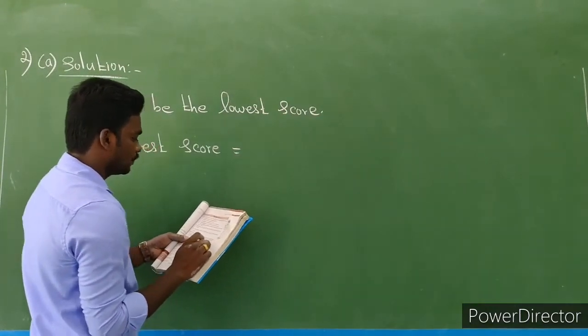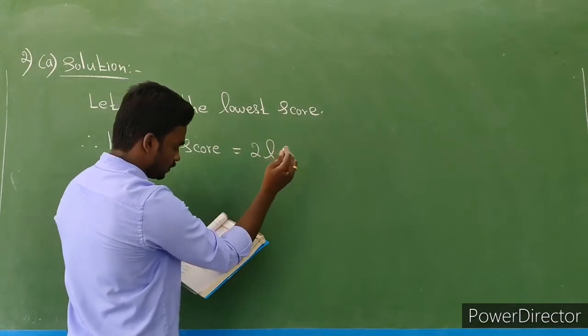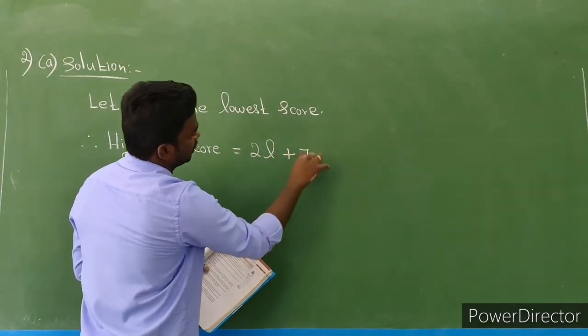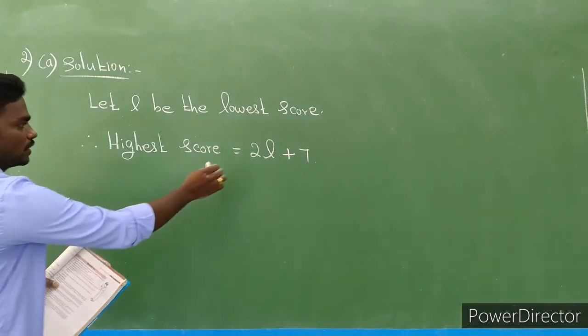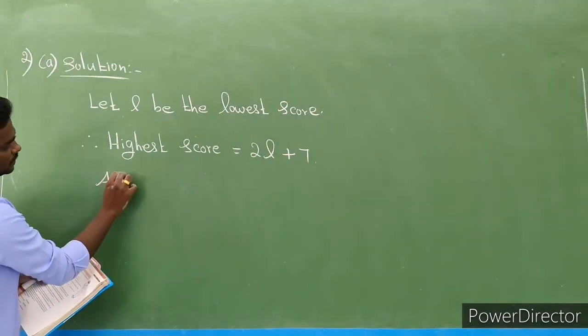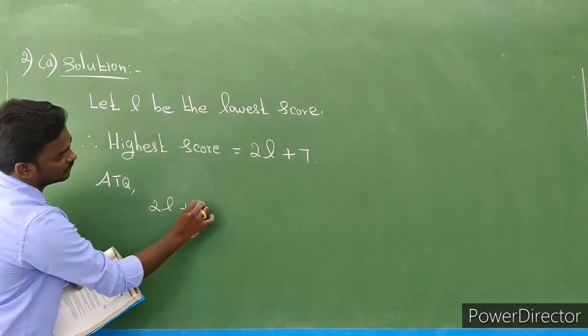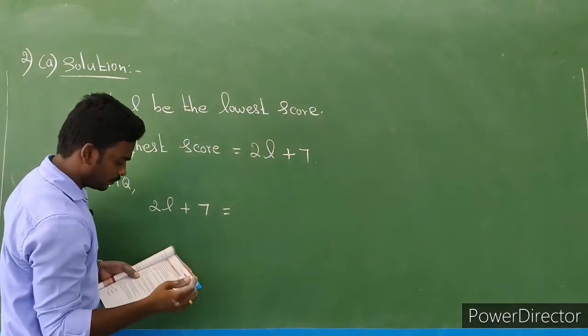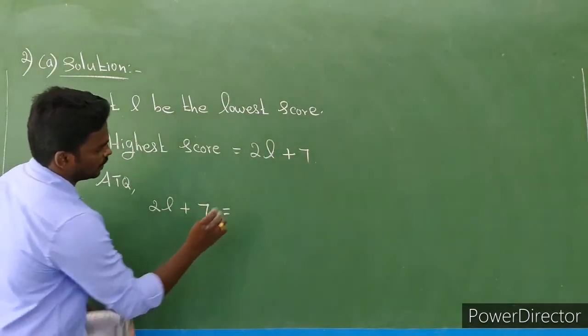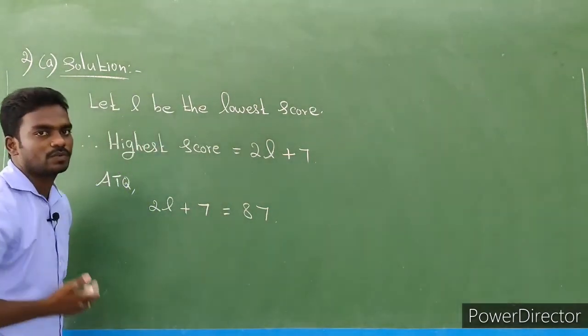Highest score is twice the lowest mark plus 7. So 2L plus 7. The highest score is twice the lowest mark plus 7. So according to the question, 2L plus 7 is equal to 87, because the highest mark, 87, is given in your question.